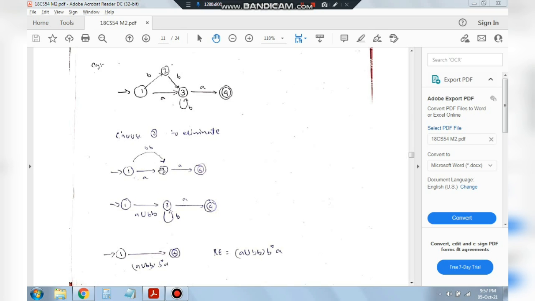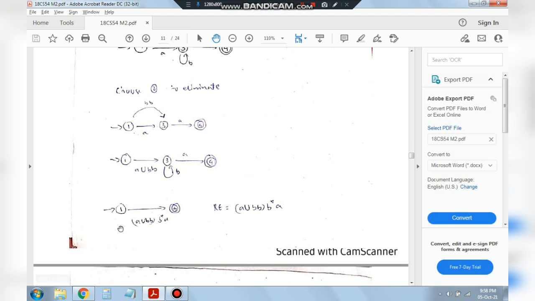There is one more path to 3, which is from A. So if I want to reach from 1 to 3, I can go through BB, or I can go through A, right? So I can write A union BB. Union means OR operation. And the same thing goes for 3 also. Here A union BB, then I can repeat B n number of times, then pass through A. So these 3 are concatenated, and B is repeated n number of times, so therefore it is B star. And this is the concatenated final result. So whatever you get, the result between the start state and the final state, that is the regular expression.